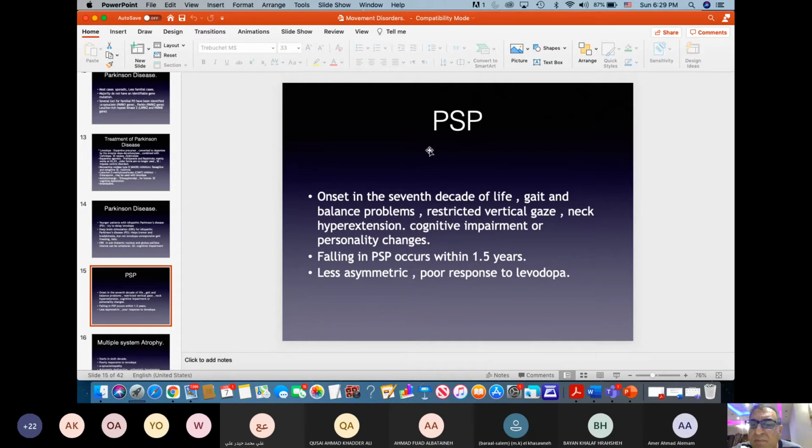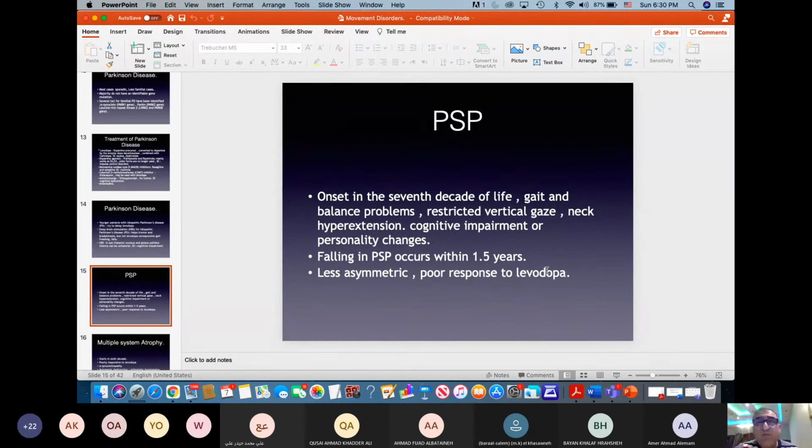Now, typically with Parkinson plus syndromes in general, the condition is less asymmetric, meaning it starts on both sides of the body at the same time. As I mentioned, idiopathic Parkinson's disease typically starts on one side and then crosses over to the other side, and it maintains the unilaterality, meaning that the first affected side will still have more signs compared to the other. But in PSP and other Parkinson plus syndromes, they are less asymmetric, more symmetric, basically. And they share the feature that they have poor response to levodopa.